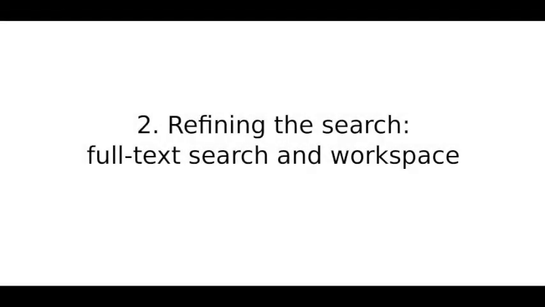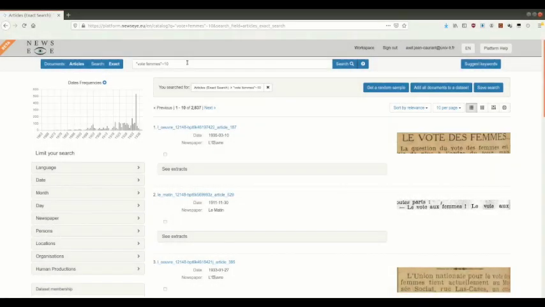Part 2. Refining the search, full-text search, and workspace. Once this first step has been carried out, you can use the names, organizations, and places which you have collected in order to carry out more precise searches by probing. You can do this, for example, by typing the name of a personality that has emerged and combining it with research on the women's right to vote.